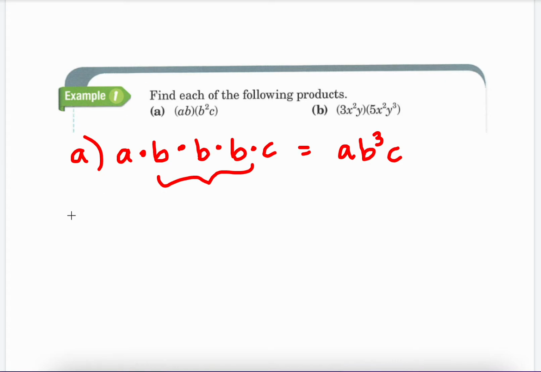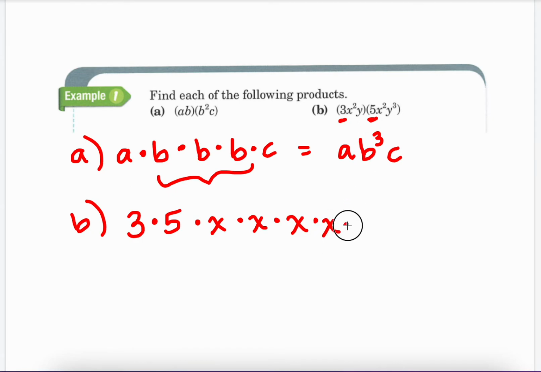For the next one, we're going to do the same thing. So I'm actually going to write my coefficients, my 3 and my 5, in the beginning here so that I have them grouped together. And then I have x squared, so that's x times another x. And I'm going to group this other x squared together as well, because remember at the end I want them all in order, so I'm just going to do that already. And then I have a y for the first term and a y cubed for the second term. So I should have 3 y's from the second term.